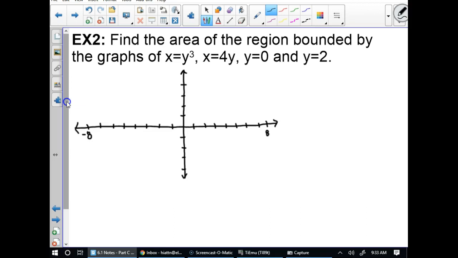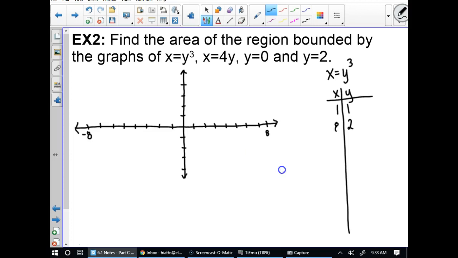So x equals y to the third. It's like a cubic, but it's sideways. Sometimes I have a hard time really thinking about this. So if you think of making yourself an XY chart, think of plugging in y values instead of plugging in x values. If we plug in 1, then 1 to the third is 1, so we get a 1 for the x. If we plug in 2, 2 to the third is 8. So we get an 8 for the x.